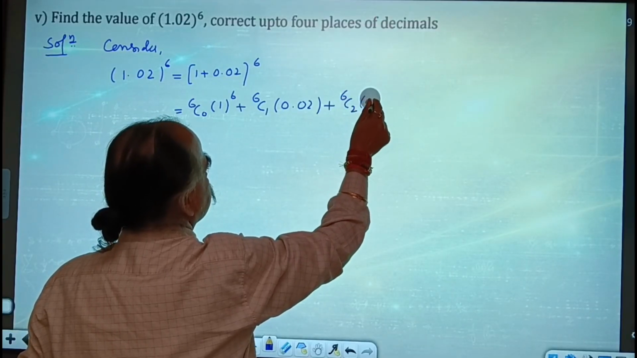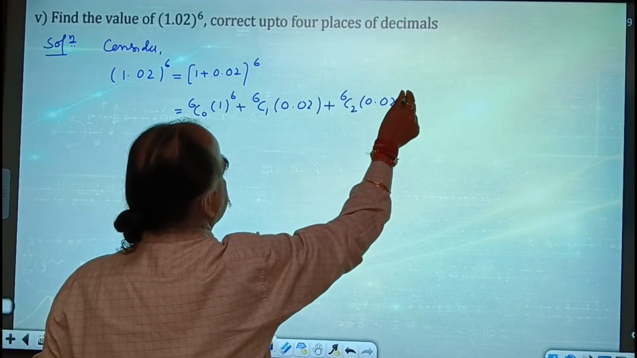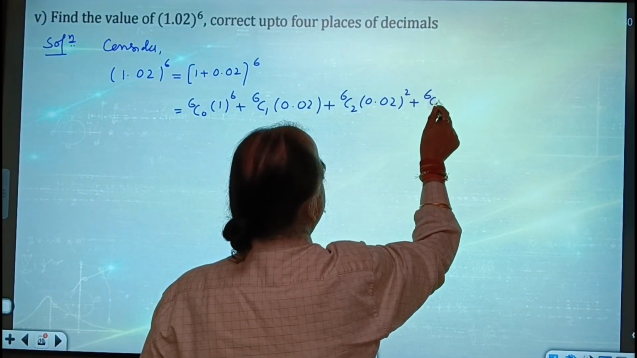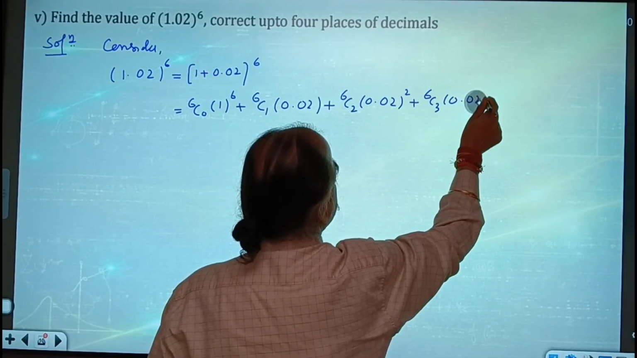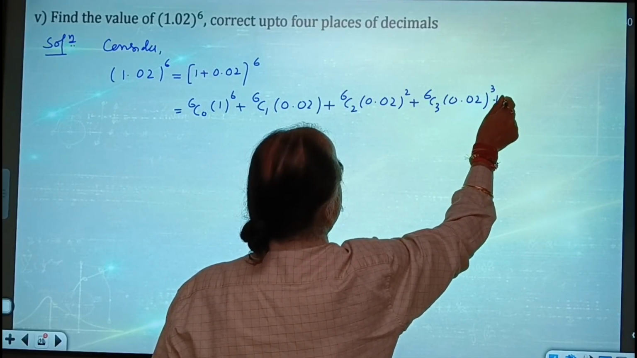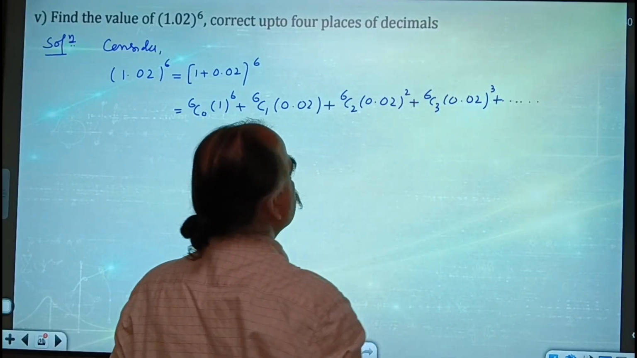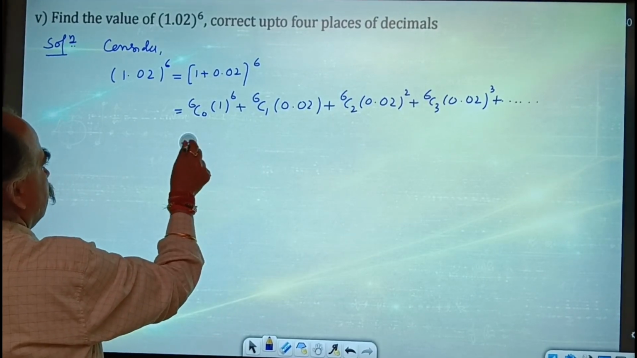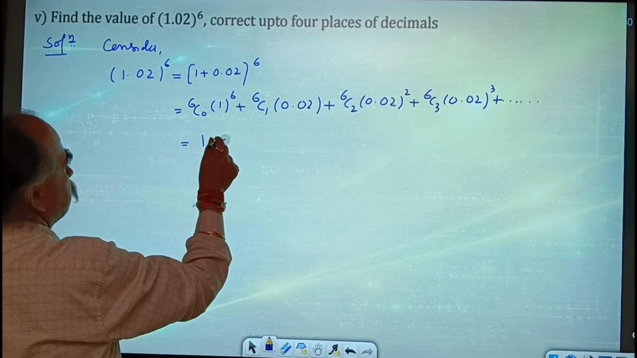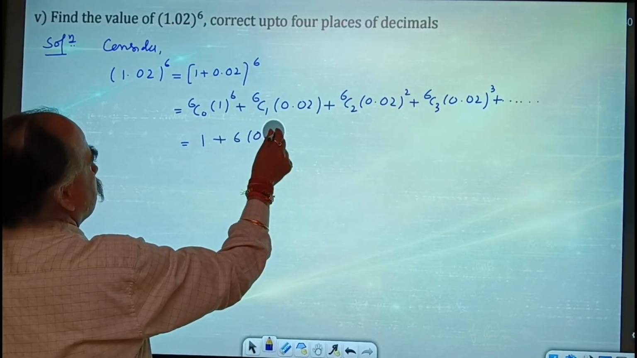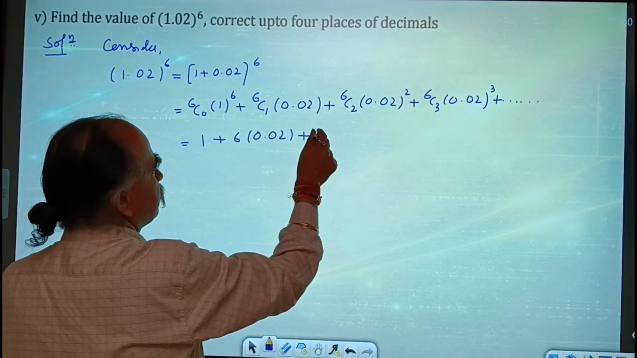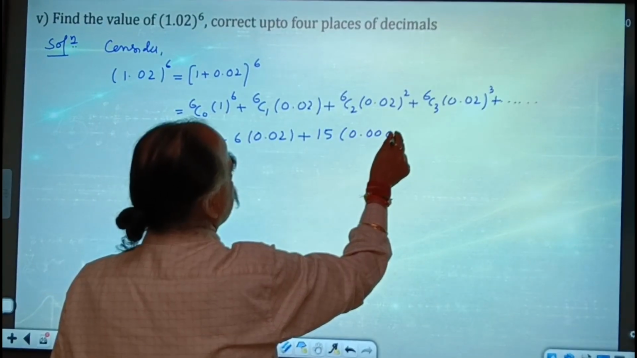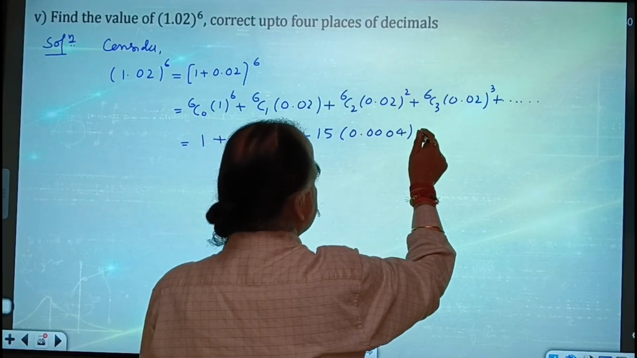6C2 0.02 square, or 6C3 0.02 raised to 3. From this only we get up to 4 places of decimals. 1 into 1 raised to 6 is what? 1, plus 6 into 0.02, plus 6C2 is what? 15, times 0.0004. 6C3 is what? 20.